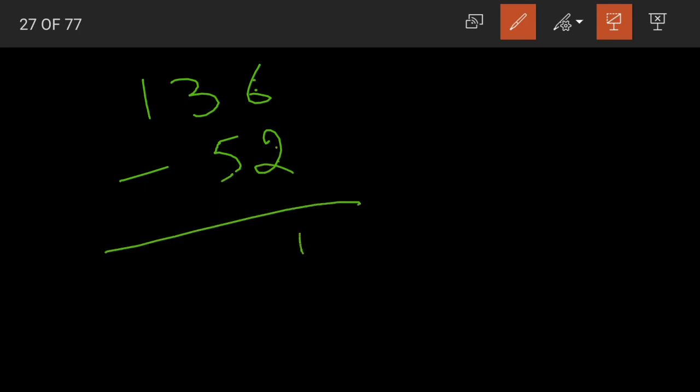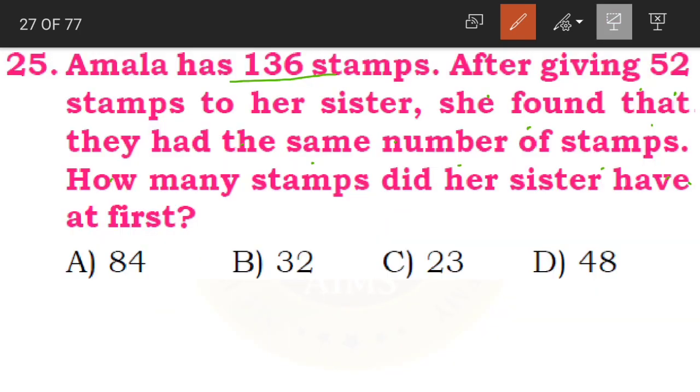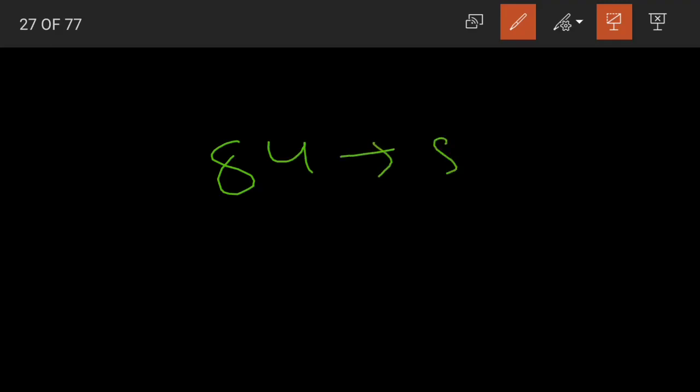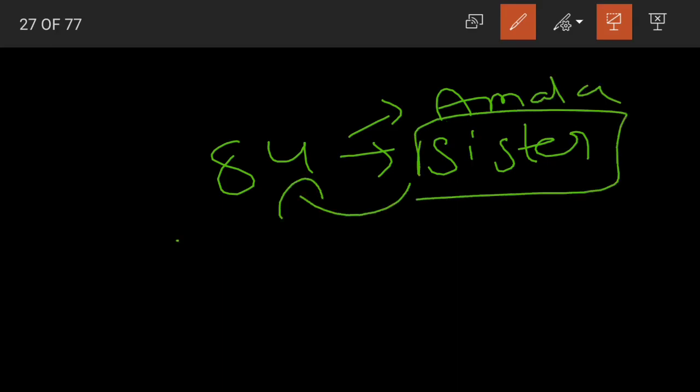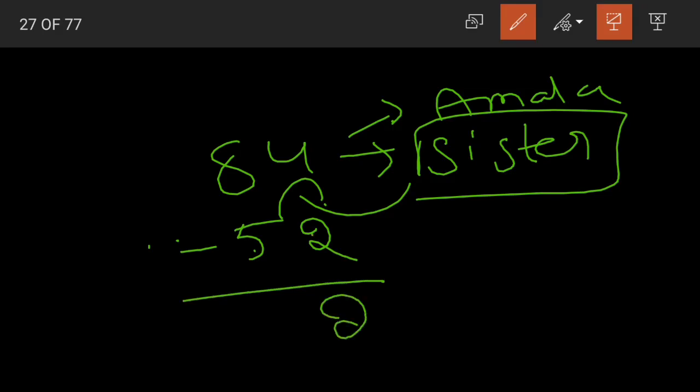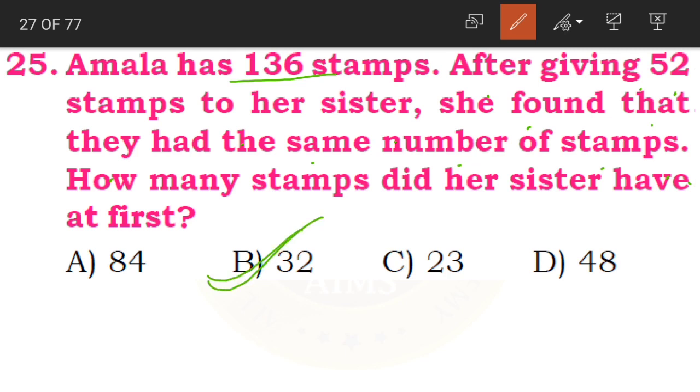6 minus 2, 4. 3 minus 1, 5 not possible. So we'll borrow. 13 minus 5 is 8. 1 becomes 0. Yes. Now 84. What is this? This is equal to the number of stamps that her sister has. Both Amala and her sister have 84 stamps. Yes. How did her sister get 84? Because Amala gave 52 stamps to her. If you remove the number of stamps Amala gave, 4 minus 2, 2, 8 minus 5, 3. How many stamps did her sister have at first? 32. So the correct answer is option B, 32.